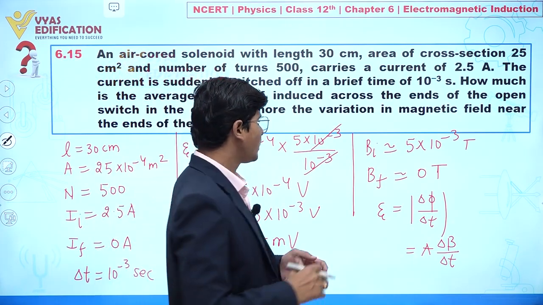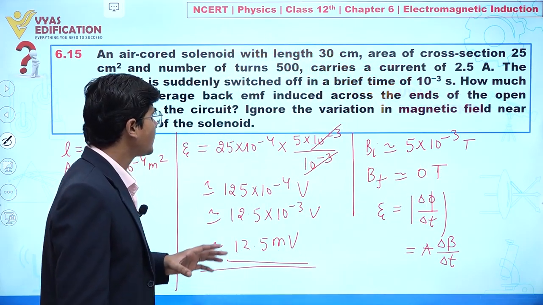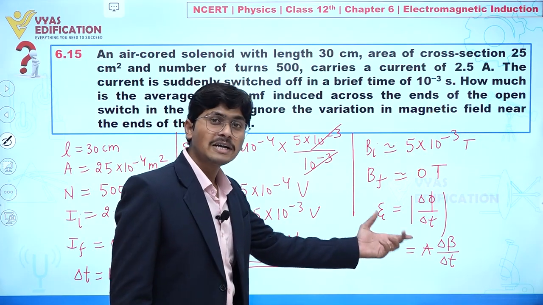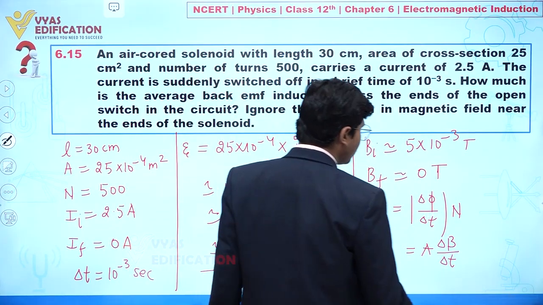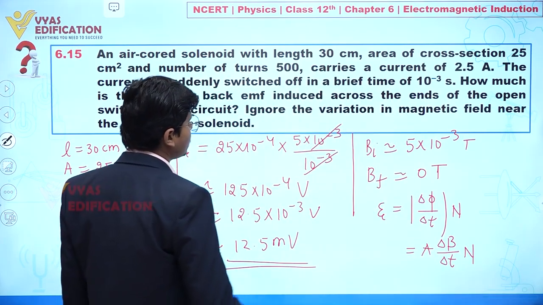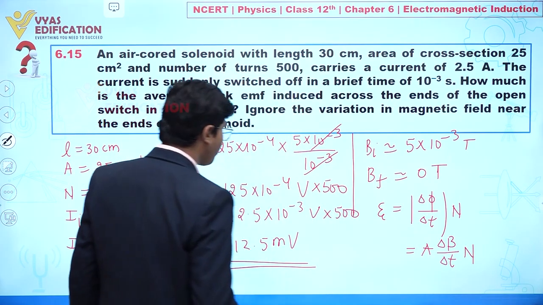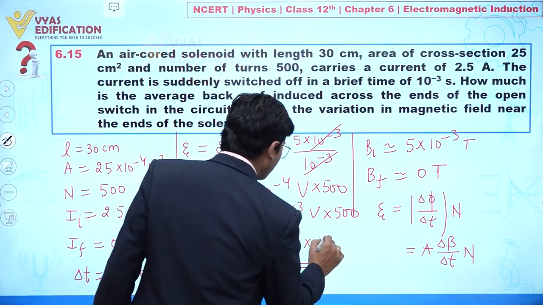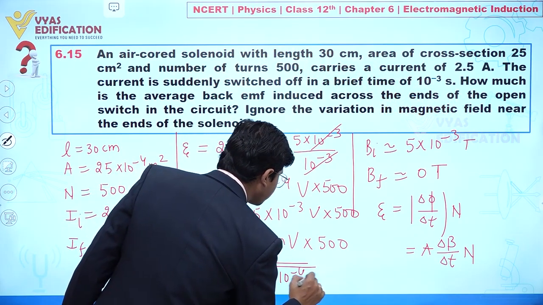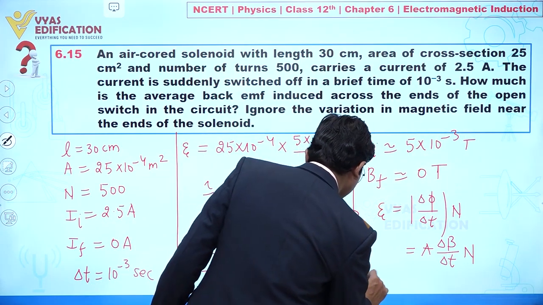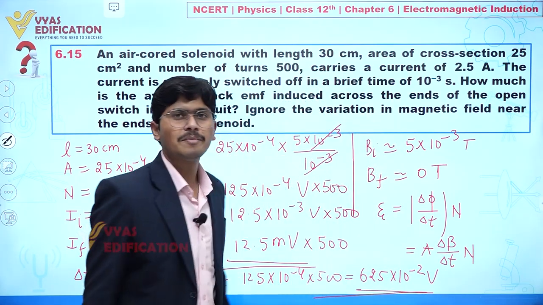Clear to everyone? Students, generally we commit a mistake in this question. In this magnetic field we have already included the number of turns, but because we are talking about flux, and flux is also associated with N number of turns, you have to also multiply by N. The number of turns is 500, so we multiply by 500. So we get 125 into 10 to the power minus 4 into 500, which is 625 into 10 to the power minus 2 volt. So this is all about this question.